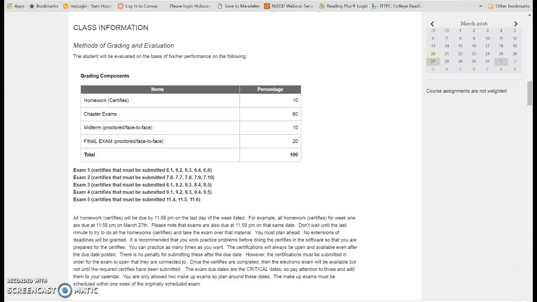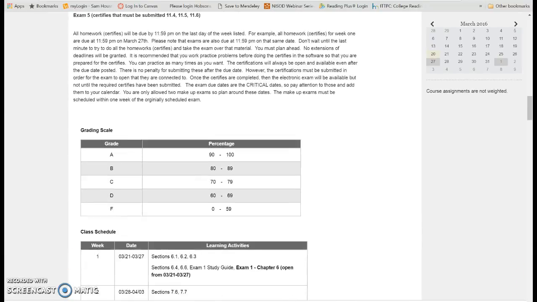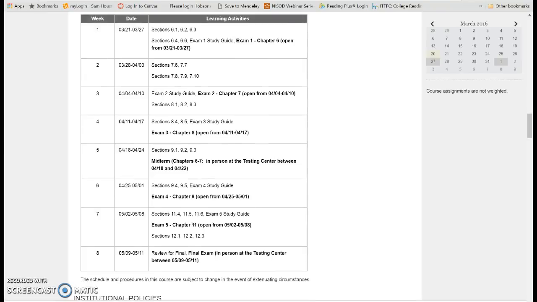But if we go further down and look at the class schedule, you'll notice that we also do problems from section 12.1, 12.2, and 12.3. Those will be a part of your final exam. You won't be tested over them individually, but they will be part of your final exam. So everything that we've covered from the beginning of the semester will be a part of your final exam. So you've got to stay on top of it and be prepared. This is the piece of your syllabus that I think you really need to be paying attention to.